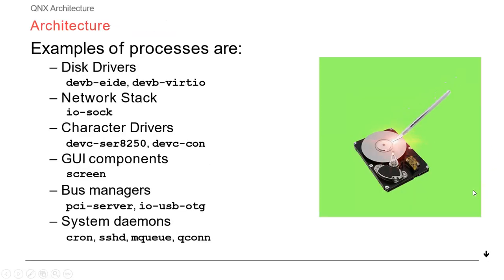So coming to examples of OS processes, the drivers and services are not inside the kernel. They are separate processes. For example, a disk driver like devb-eide, a network stack like io-sock, character drivers like devc-ser8250, GUI components like screen, and various system daemons like cron, sshd, etc. All of these are processes. So if one of these fails or needs to be updated, the kernel remains untouched. This drastically reduces the system downtime.